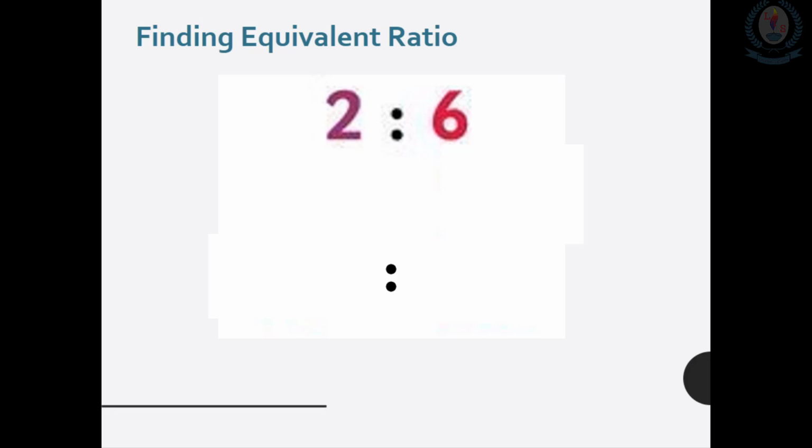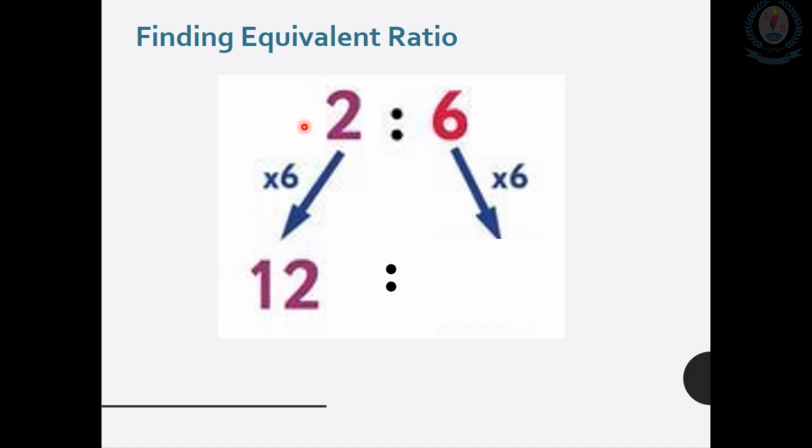So here even we are going to find an equivalent ratio for 2 to 6 by multiplying both its terms by 6. 2 into 6 is 12 and 6 into 6 is 36. So 2 to 6 is equal to 12 to 36.